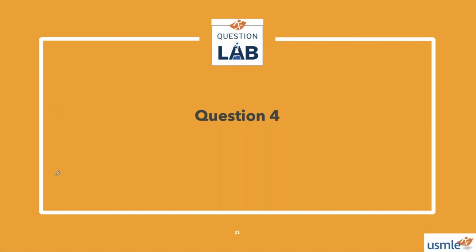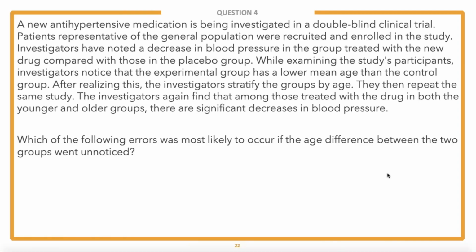And with that being said, let's get into question 4. Once again, you'll notice the answer choices are covered up, and we will read the lead-in together. Which of the following errors was most likely to occur if the age difference between the two groups went unnoticed? A new antihypertensive medication is being investigated in a double-blind clinical trial. Patients representative of the general population were recruited and enrolled in the study. Investigators have noted a decrease in blood pressure in the group treated with the new drug compared with those in the placebo group. While examining the study's participants, investigators noticed that the experimental group has a lower mean age than the control group. After realizing this, the investigators stratify the groups by age.